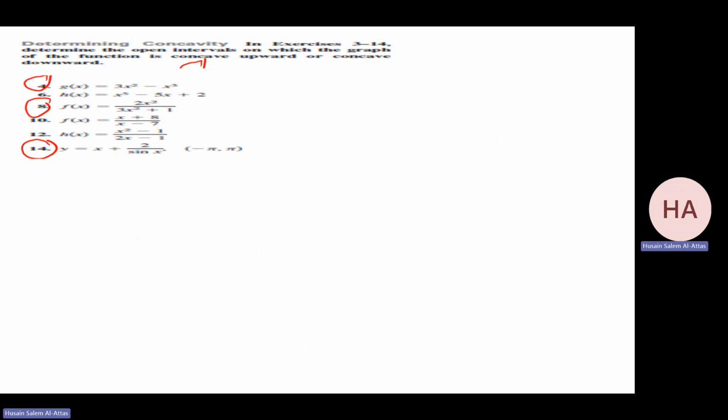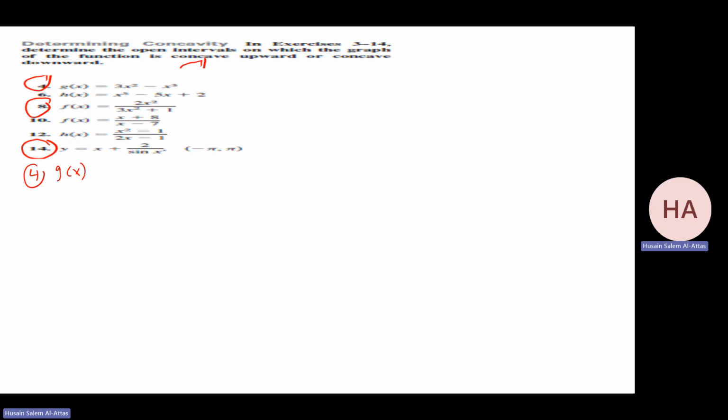Okay, now let me go to the questions from the book. We try to do as much as we can, including the suggested problems. Okay, in exercises 3 to 14, determine the open intervals in which the graph is concave up or concave down. So I need to check concave up, concave down. Okay, 4. Yeah, 4.